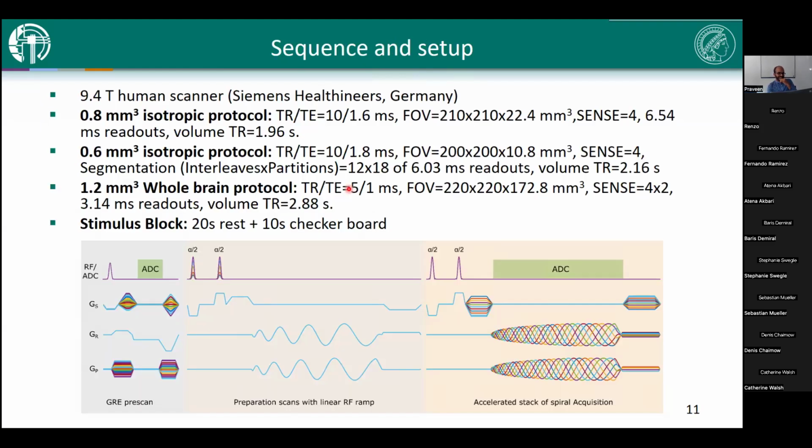And as you can see here, we have a slightly different pulse, which is a binomial pulse. We use that for fat suppression because we have to always keep this pulse rhythm on. We can't have a saturation pulse like you do in EPI. So we have to live with a binomial pulse.